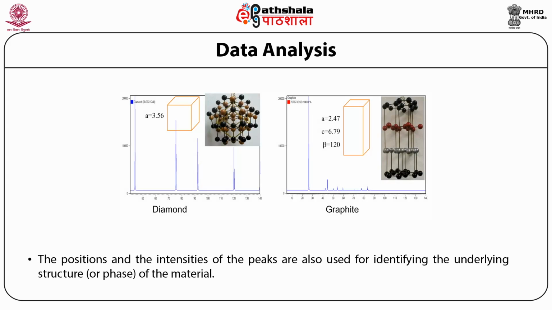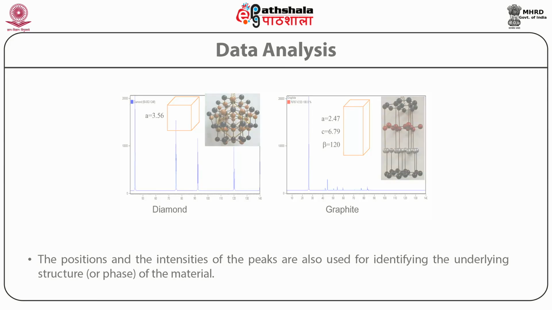X-ray powder diffraction can also be used to distinguish between the allotropes diamond and graphite. The positions and intensities of the peaks are also used for identifying the underlying structure of the material. For example, here the diffraction lines of graphite would be different from that of diamond, even though they both are made up of carbon atoms. This phase identification is very important because the material properties are highly dependent on the structure.